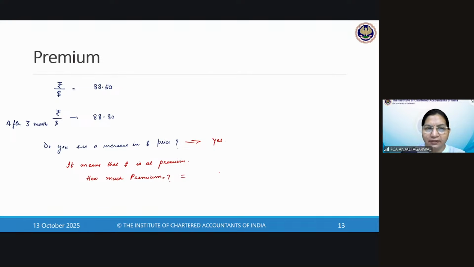How do you calculate? Forward rate minus spot rate, divide by spot, into 100. This is the dollar percentage premium. So how much has it increased? I would want everyone to use your calculators simultaneously so that you also keep on calculating the answers if you have understood.